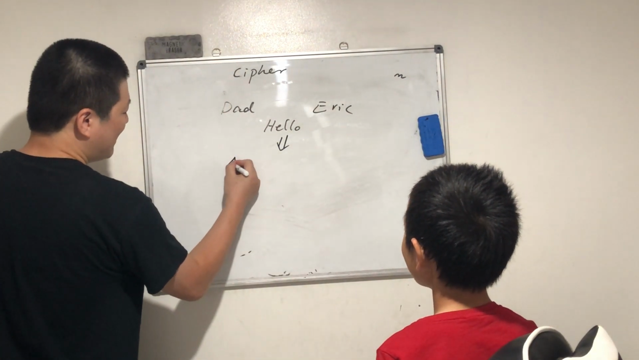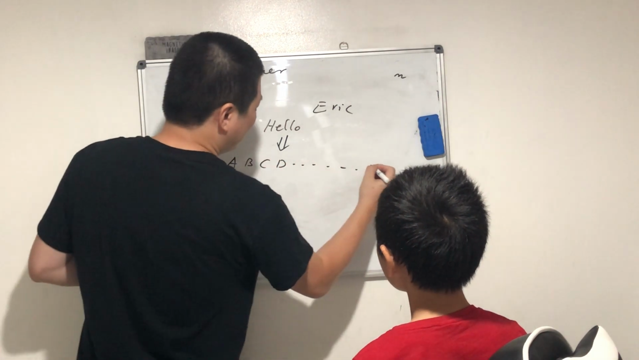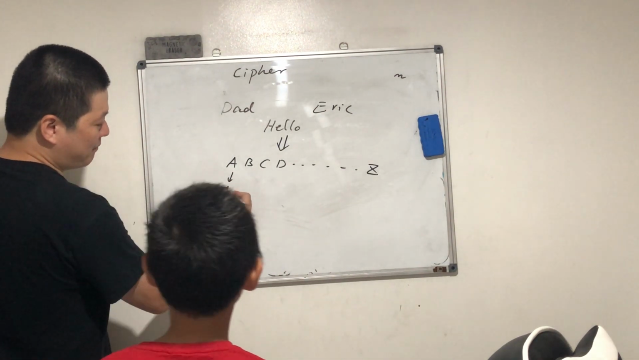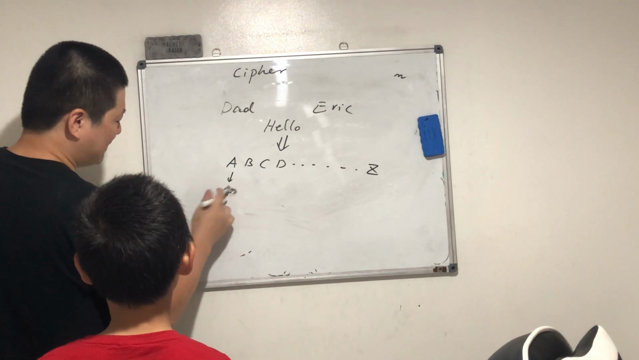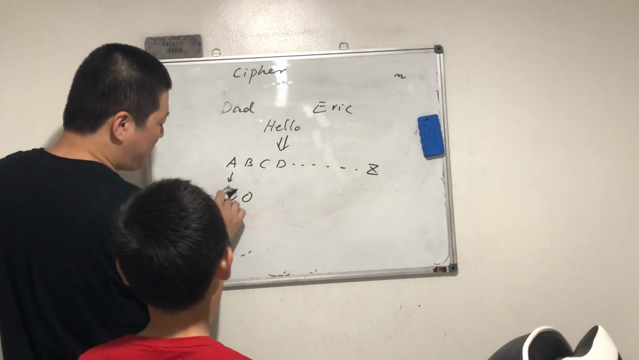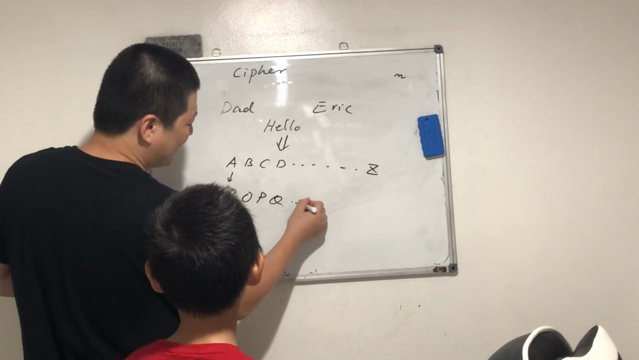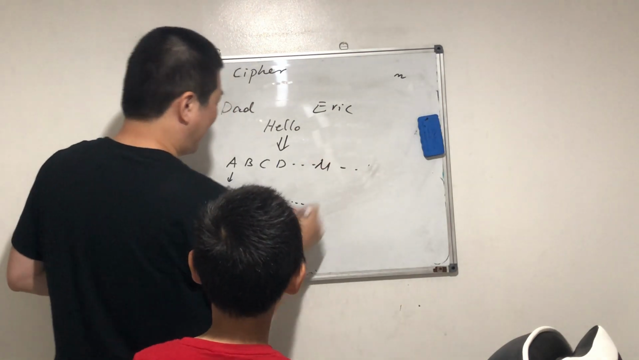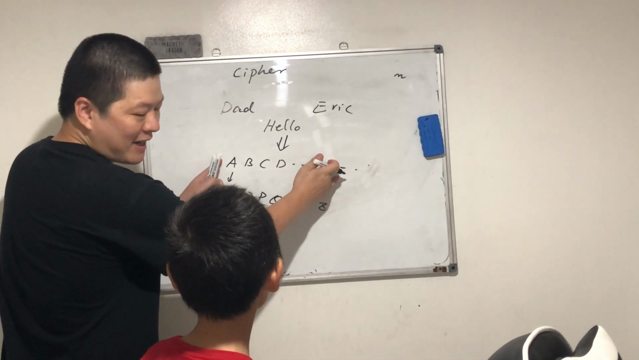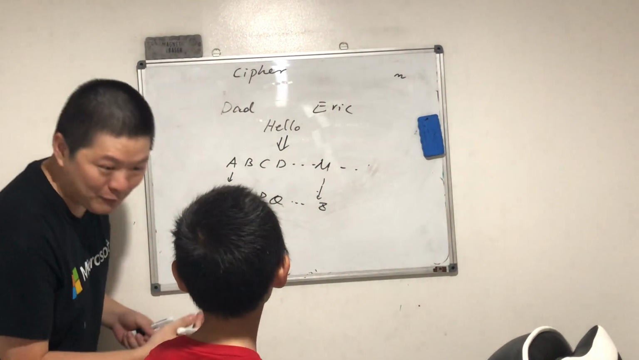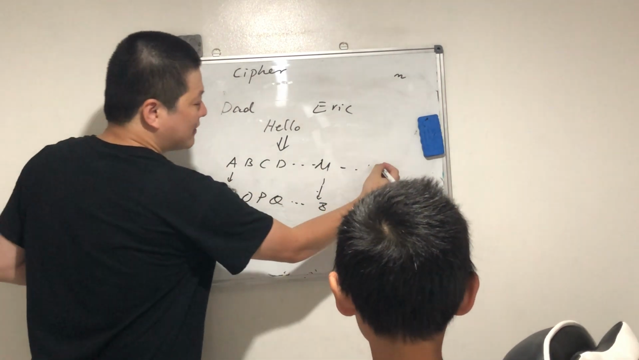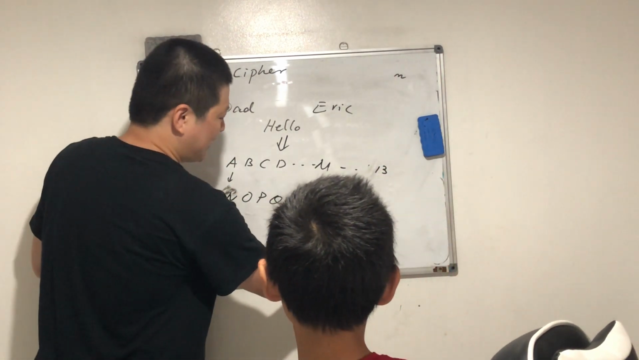How about if I tell you the alphabet, A, B, C, D to Z, and then A transforms to N, B to O, and M to Z? Here, A to M is 13 characters. We know there are 26 characters in the alphabet, so A to M is 13 and N to Z is 13.